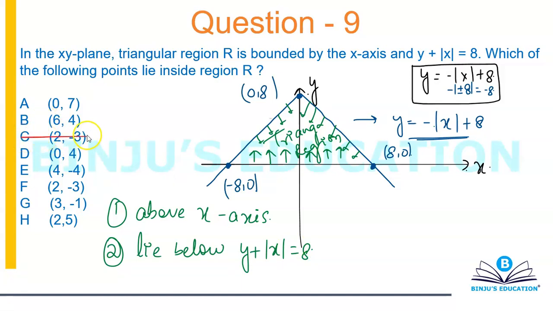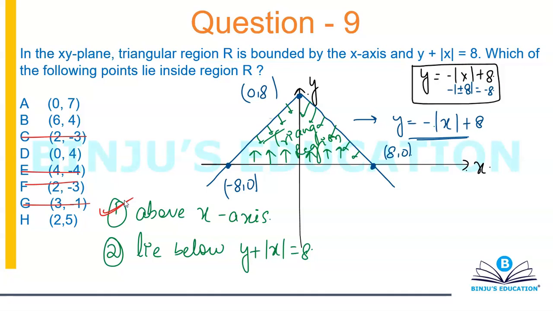Now if the point's y coordinate is always positive, which means option C goes out, E goes out, F goes out, and G goes out. All four are out. So using this first statement, I have eliminated 4 options because the point is supposed to lie above the x-axis. Above the x-axis, y is always positive.